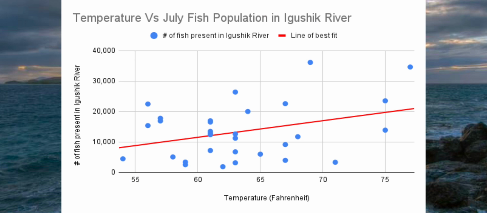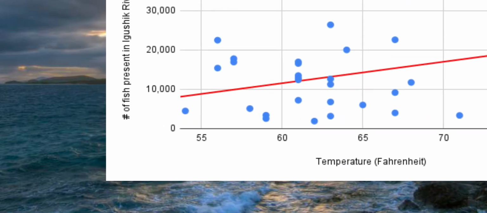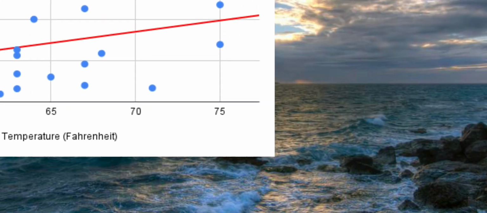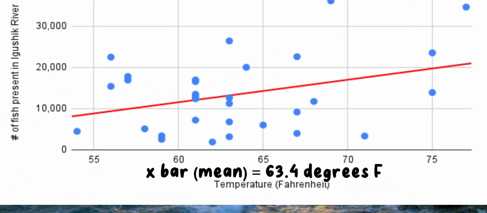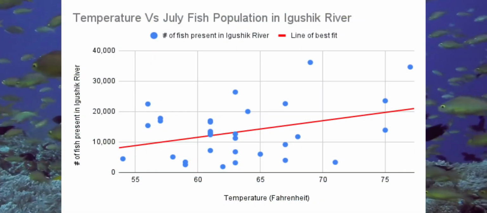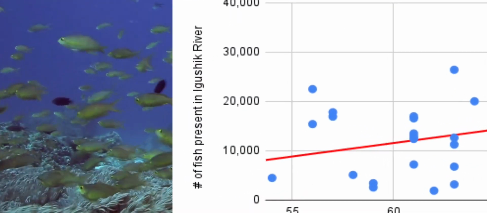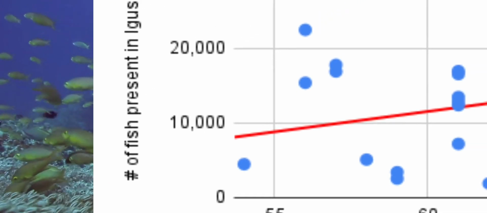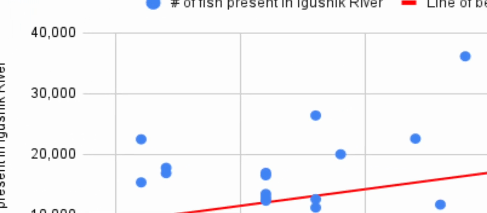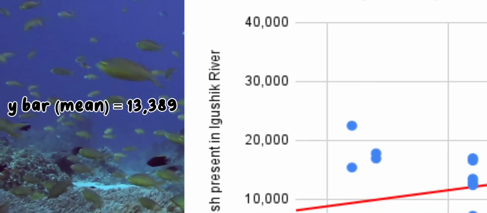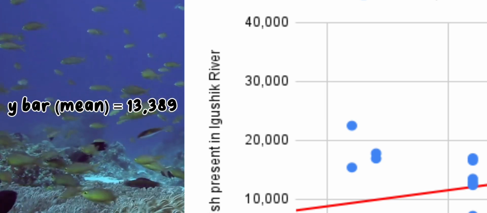On the x-axis, the lowest temperature is 54 degrees Fahrenheit and the highest is 77 degrees Fahrenheit. There is a mean of 63.4 degrees Fahrenheit between all 31 temperatures. On the y-axis, the lowest number of salmon on any given day is 1,908. The greatest number of salmon is 36,144. The mean is 13,389 between the 31 values.